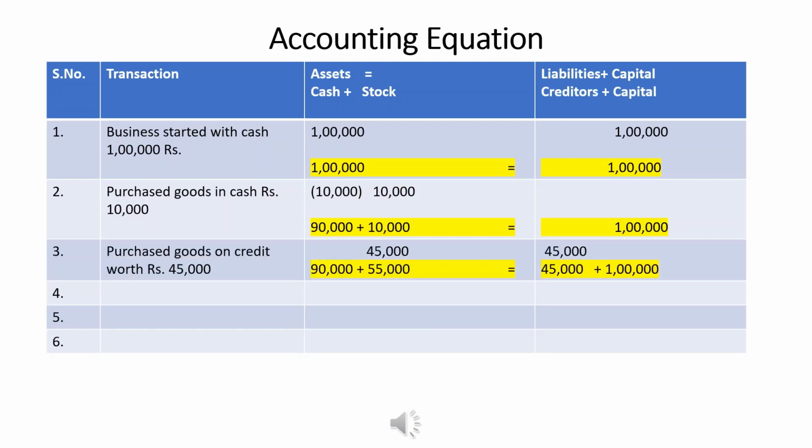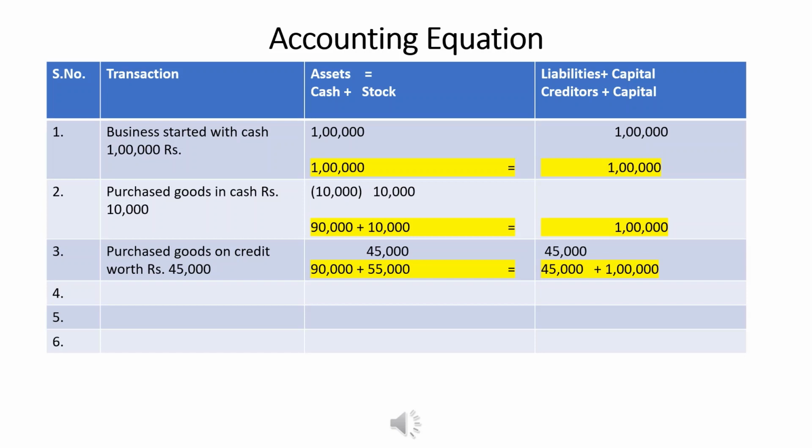Third transaction, purchased goods on credit worth rupees 45,000. So अभी हमारे पास cash same है like we had in second transaction 90,000 because third transaction में we are not using any cash. So third transaction के बाद भी हमारा cash balance 90,000 ही रहेगा, but we are increasing stock by 45,000 because हमने नया goods purchase किया है. Now our stock is increasing by 45,000. So new stock balance is 55,000.